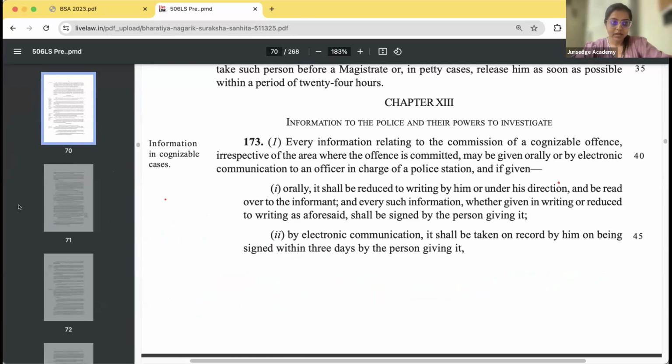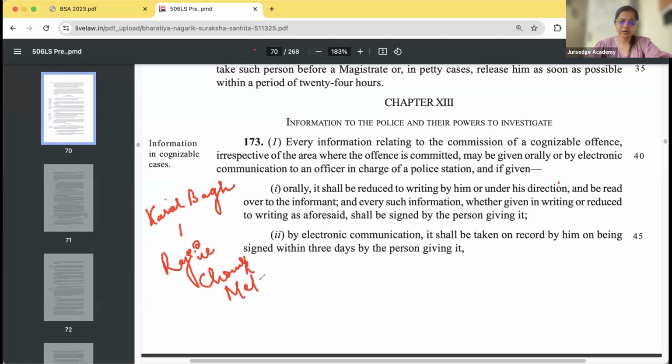But if this offense happens, suppose I live in Karol Bagh, and the fighting is happening on Rajiv Chowk metro station regularly. Outside the metro station, A and B are fighting a lot. I go back to my home and I go to the police station of Karol Bagh, because that is the place where I live.